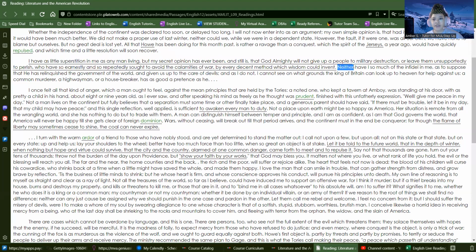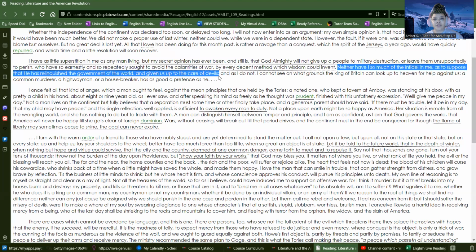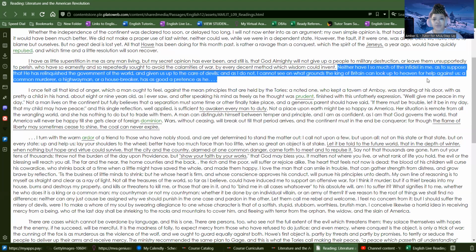Neither have I so much of the infidel in me. Infidel is like a heathen, someone who is not loyal. So neither have I so much of the infidel in me as to suppose that he has relinquished the government of the world and given us up to the care of devils. And I cannot see on what grounds the King of Britain has to look up to heaven for help against us, a common murderer, a highwayman, a housebreaker, has as good a pretense as he. So what's happening here is he's developing this argument further, right?